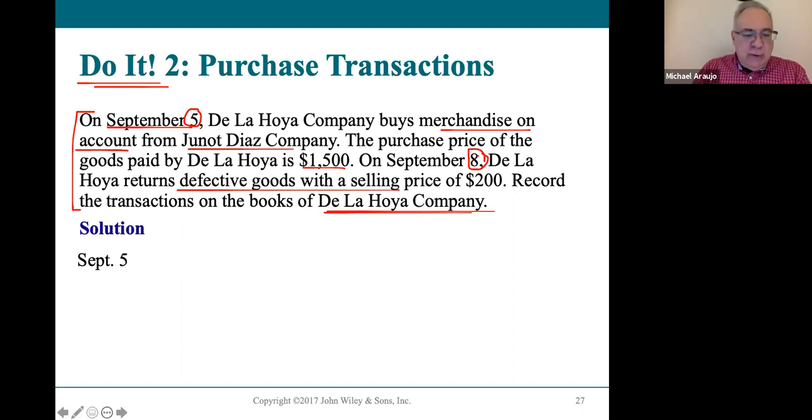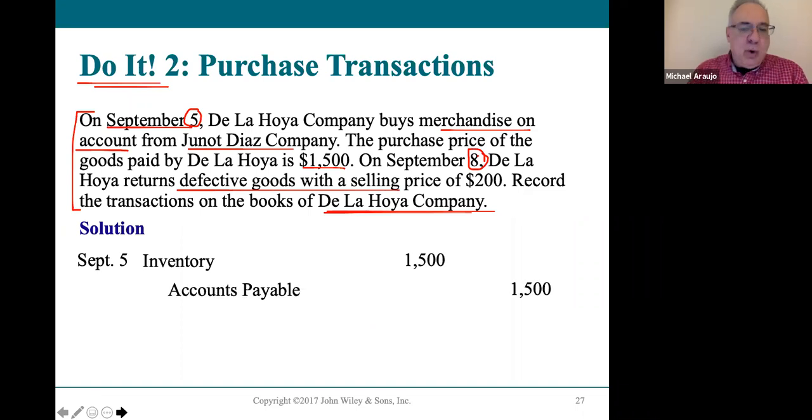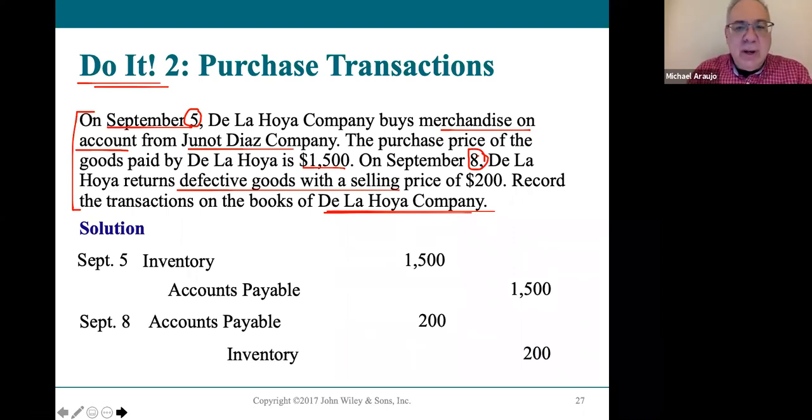What do you do? Well, the first thing you do on the 5th is record the purchase of the inventory. So increase inventory with the debit, increase accounts payable with the credit. Then on the 8th, you're going to show you sent $200 back, and simply you're going to flip. You're going to decrease your accounts payable with a debit, decrease your inventory with a credit. And that is how the buyer looks at things.